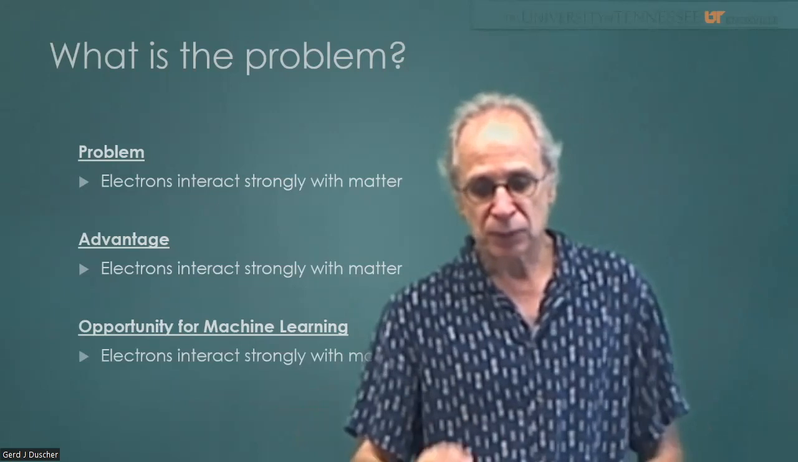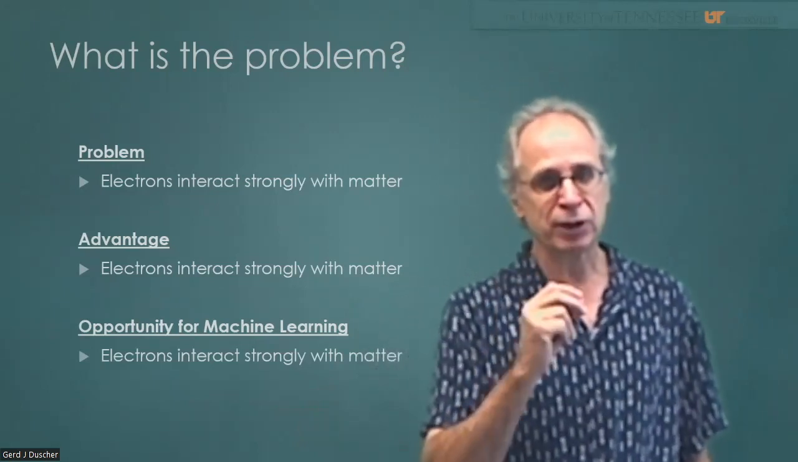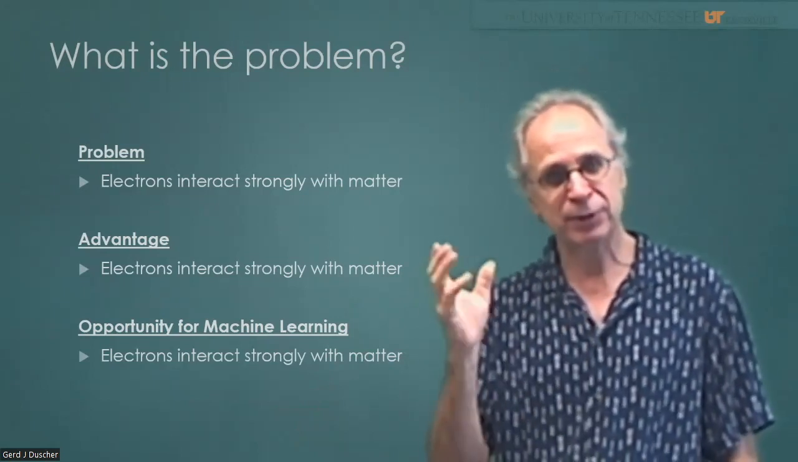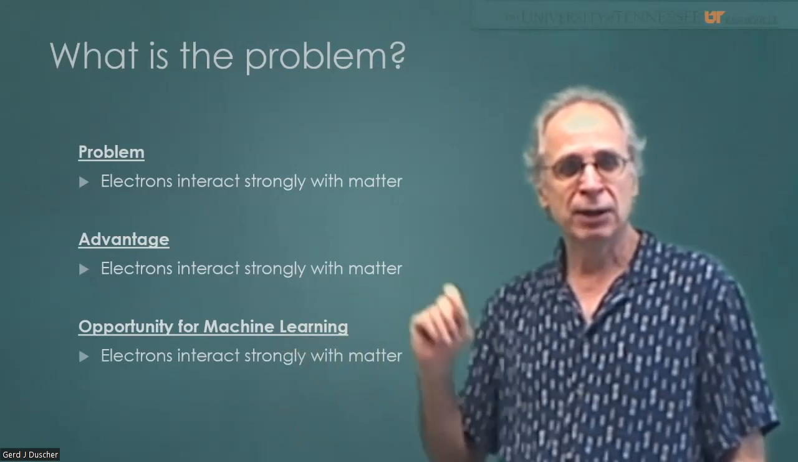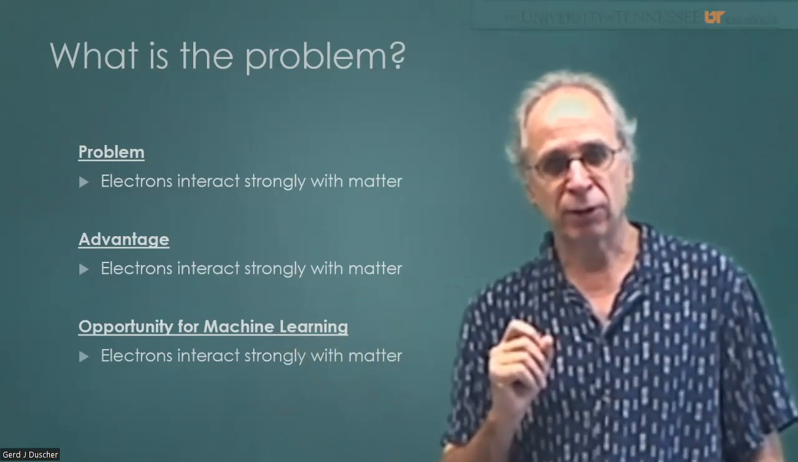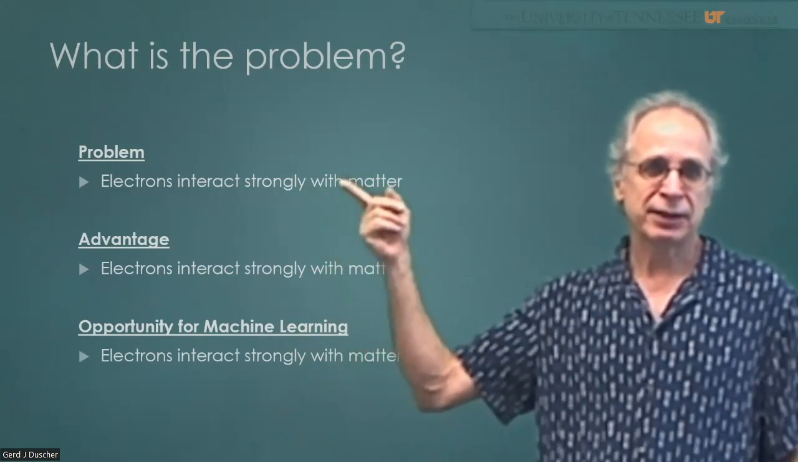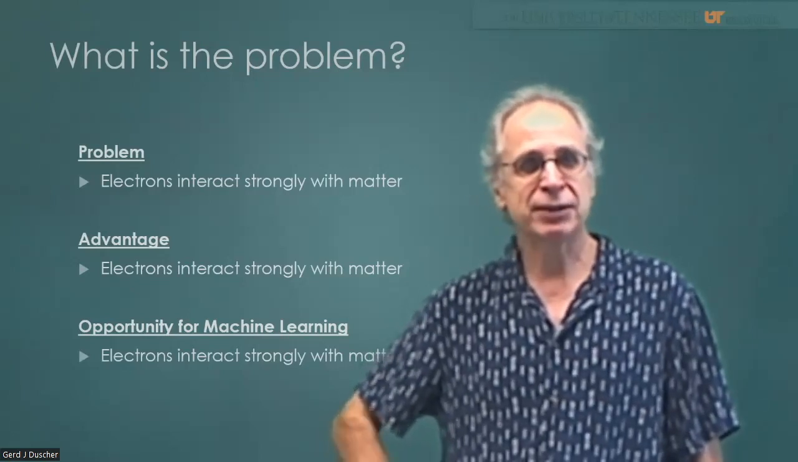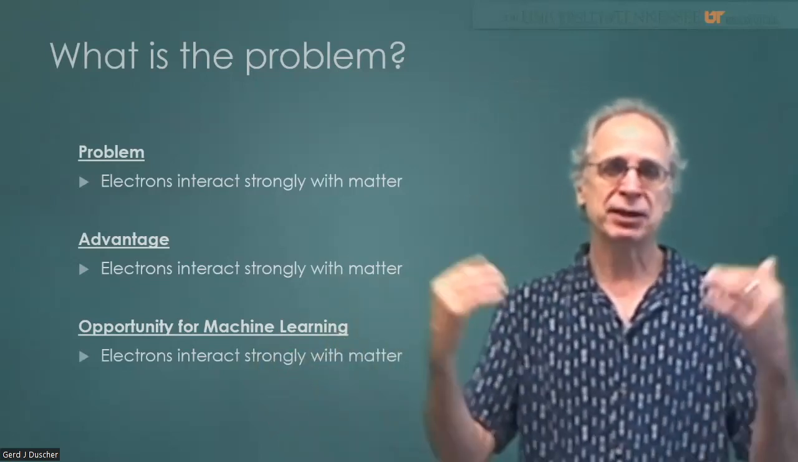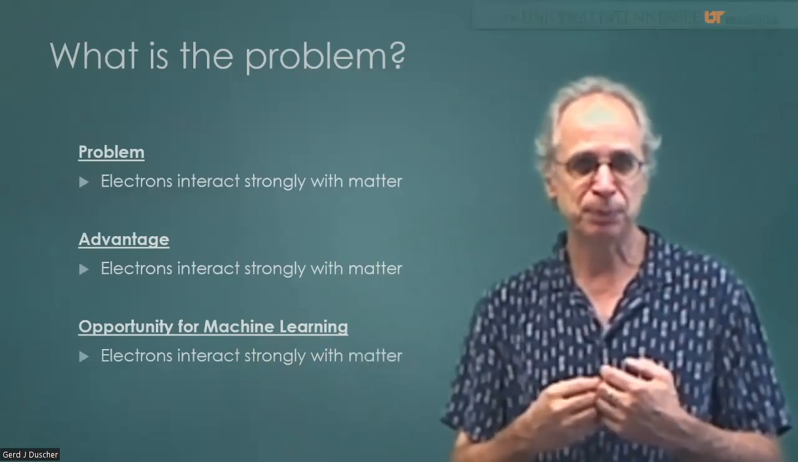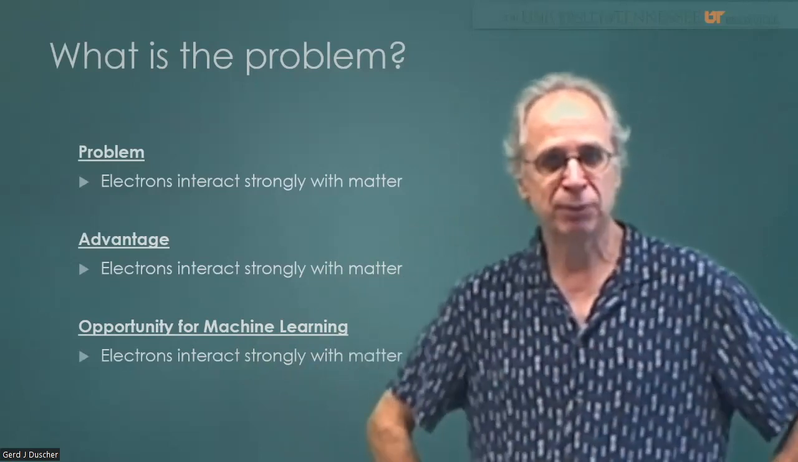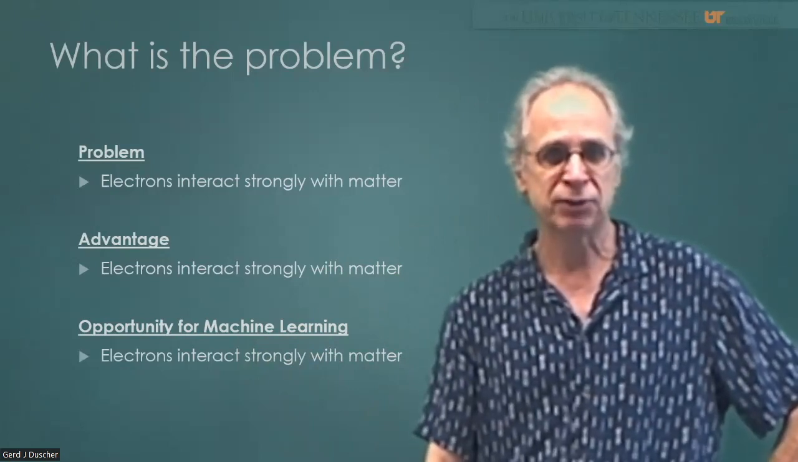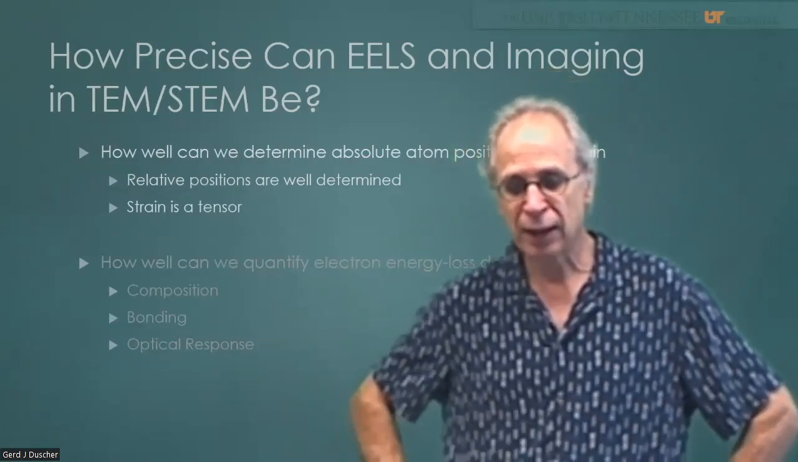So the problem, and why machine learning is so necessary, and why I think, or many people think, that machine learning will be advancing electron microscopy, is that the electrons interact very, very strongly with matter. That makes it complicated, and it makes the information that we can gain very, very rich. So it's a very, very good opportunity for machine learning to advance the field. So that's where we are.